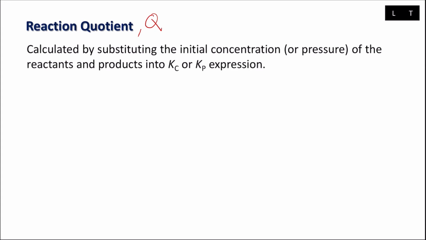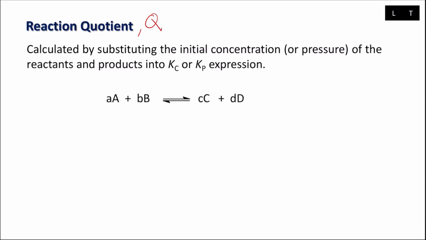Let's dig in. First things first, you have to know how to calculate the reaction quotient. The symbol is capital Q. When you want to calculate the reaction quotient, this is where you need to substitute the initial concentration or initial pressure of reactants and products into the Kc and Kp expression.